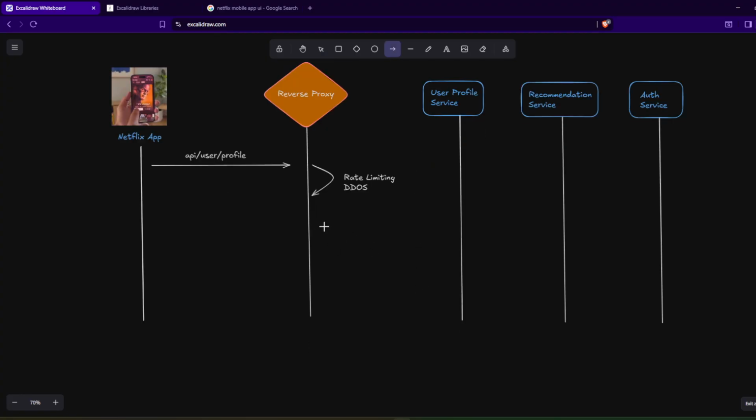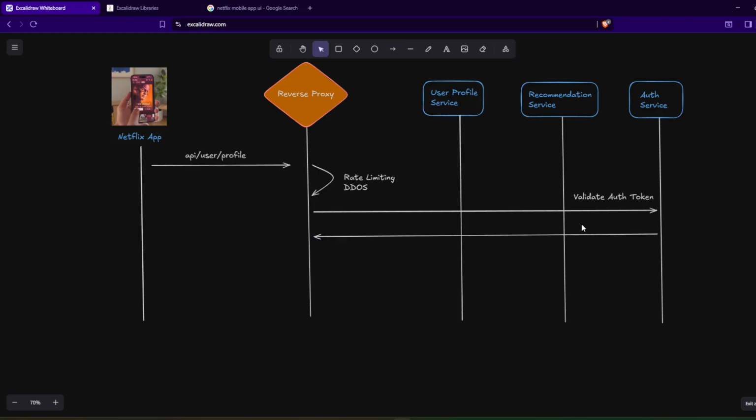After this basic check passes, it goes to the auth service, and while going to the auth service, it tells it to validate the auth token. Once this token is validated, suppose the response comes to the reverse proxy that this is a valid token. Whether multiple requests are coming, the basic rate limiting and the validation of the token, these two things happen on the very first level.